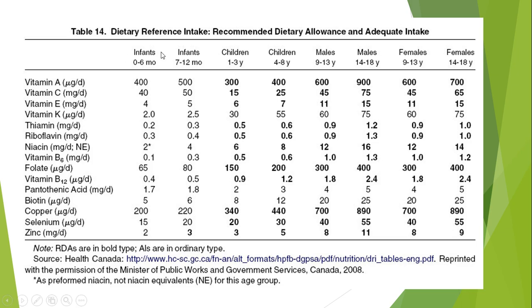So as you can see, here are the different stages in the life cycle, and for each stage, there is a value here. So that is what a recommended dietary allowance would look like. So for example, you have a daughter who is 4 years old and you want to have an idea of how much vitamin A she should be consuming per day. Here it is, 400 microgram. And then now, you can look at her diet.